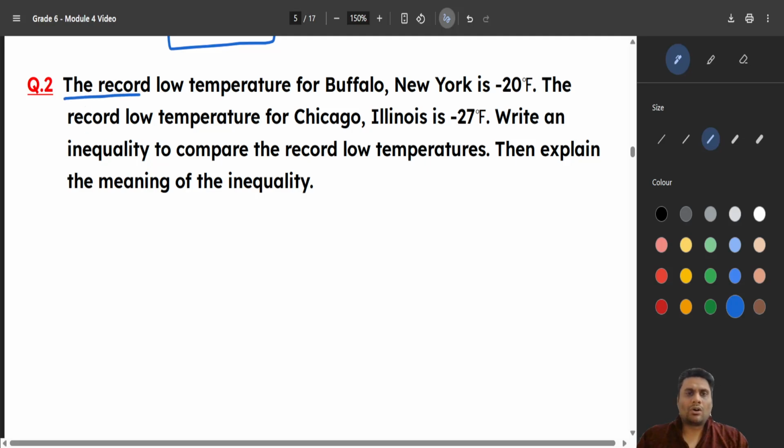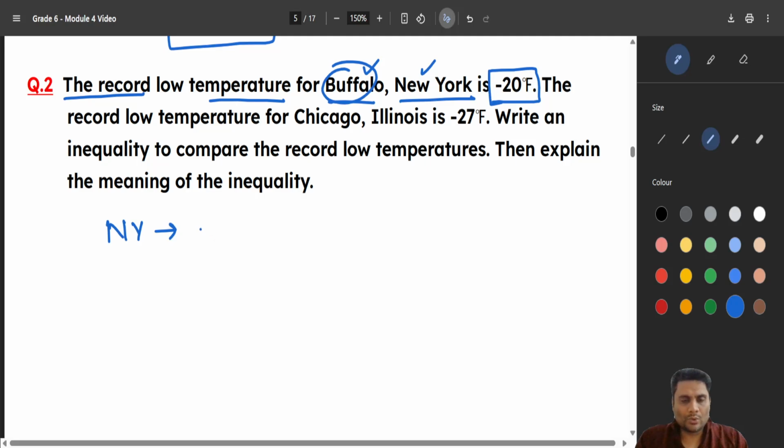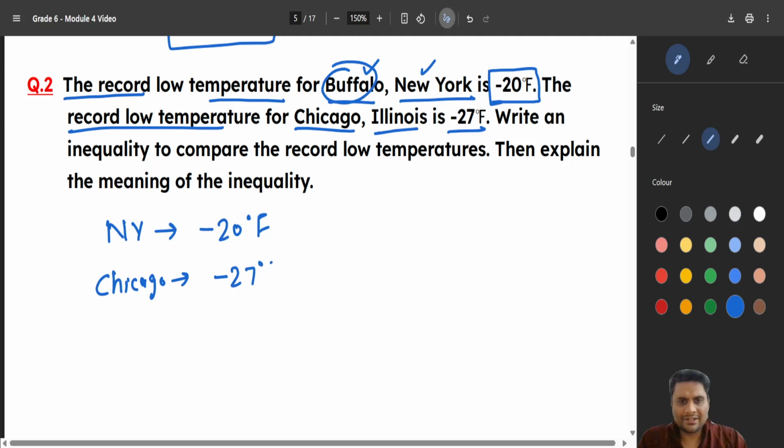Next question. The record low temperature for Buffalo, New York. Okay, so there is a place in New York whose name is Buffalo, very strange name, and its lowest temperature recorded is -20°F. So I will write New York. Okay, for New York the lowest temperature is -20°F. And the record low temperature for Chicago, Illinois is -27°F. So okay, for Chicago, let's say it's -27°F.